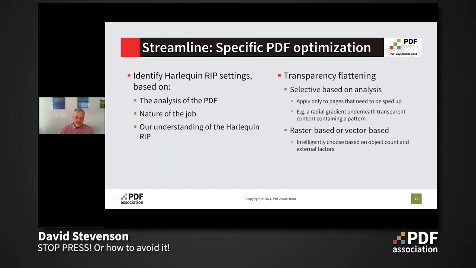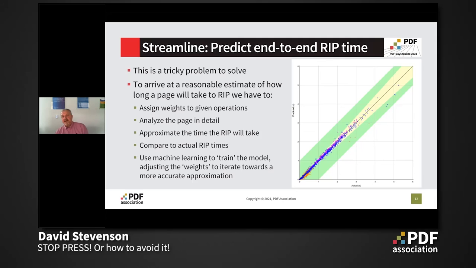And then the other area that we've been looking at is the idea of predicting end-to-end RIP time. And I can't tell you how difficult this problem is to solve. To arrive at a reasonable estimate of how long a page will take to RIP, we have to assign weights to given operations. And by operation, I mean a RIP operation, so rasterizing, blending. It requires you to analyze the page in detail, so you know what's actually there and where it is in the Z order, and if an item is occluded, in which case the RIP may ignore it. You have to do a lot of analysis on the page, and then arrive at an approximation of how long all of those operations will take.